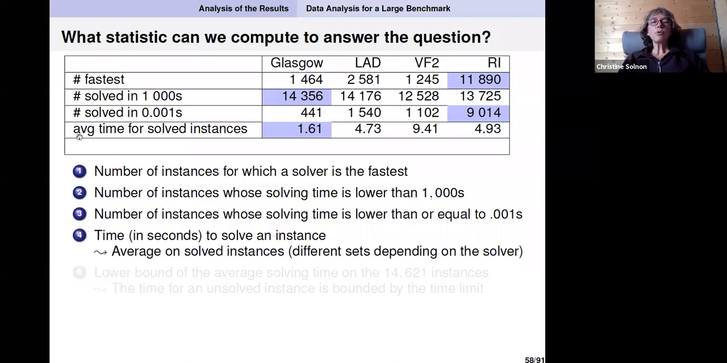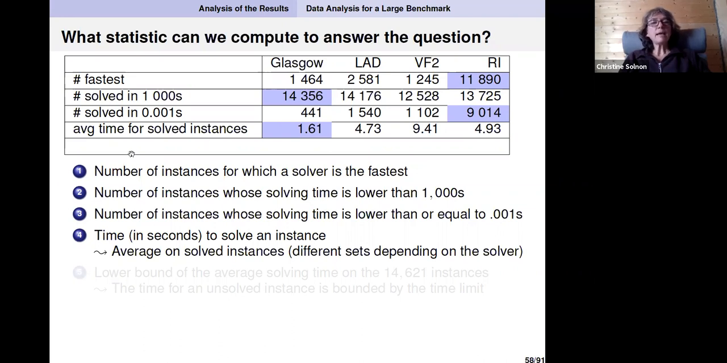I can also try to compute the average time, but as some instances are not solved, I can compute the average time over the solved instances, so within the time limit of 1000 seconds. So here is the average time of Glasgow on the 14,356 instances. But for LAD, for example, I report the average time on these instances, and these are not the same sets of instances, so it is difficult to compare these average times, but this gives me an idea anyway.